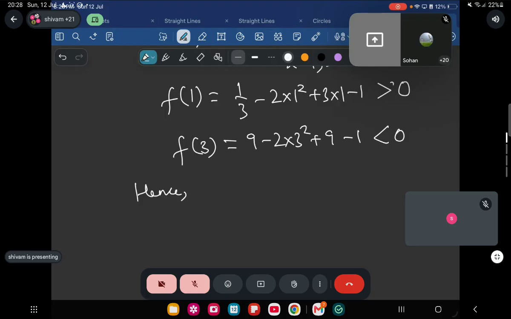Hence there exist 3 real roots. Tell me, are you people getting it, yes or no? Yes, sir. Anyone having any doubt, you can ask me. Okay, one last problem.